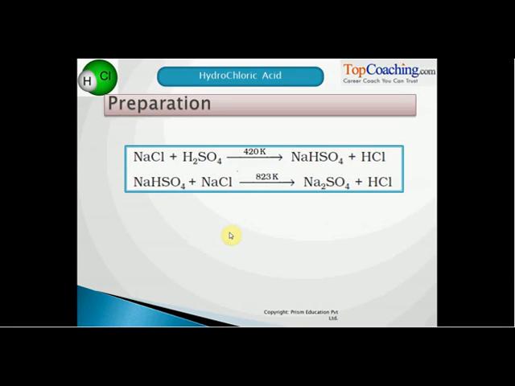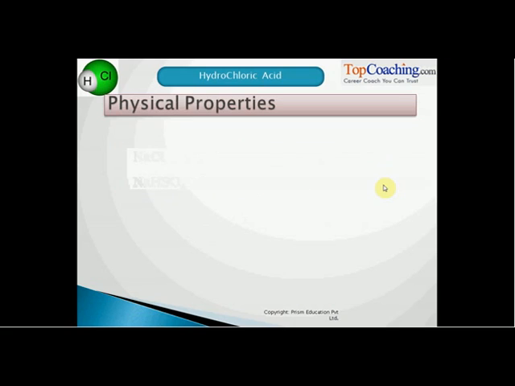On the same lines as Glauber did it, HCl is still prepared by reacting common salt, that is NaCl, with sulfuric acid at a temperature of 420 Kelvin, and sodium hydrogen sulfate along with hydrochloric acid is what we get as a product. This NaHSO4, when it further reacts with NaCl or common salt at an even higher temperature of 823 Kelvin, gives more hydrochloric acid. This is the laboratory preparation of HCl.